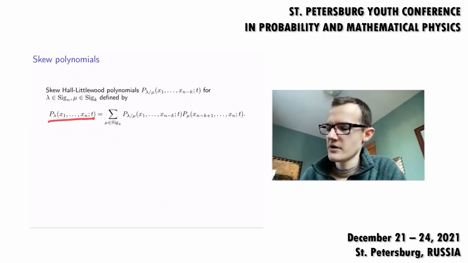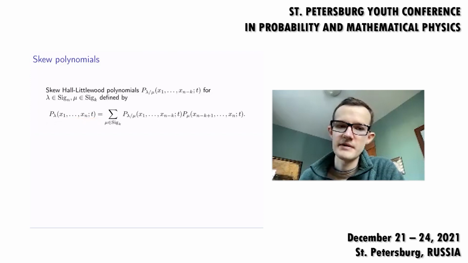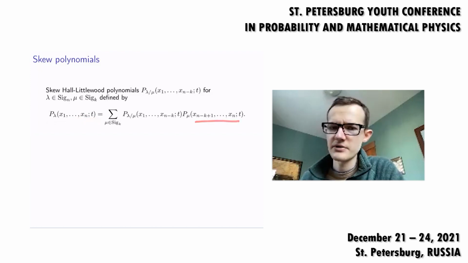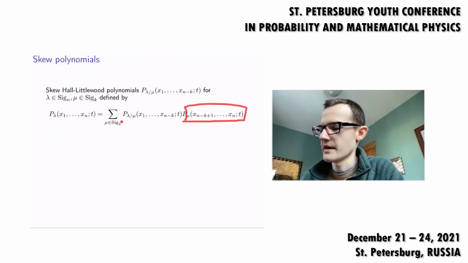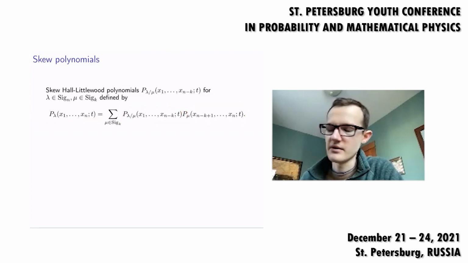Well, if I have a Hall-Littlewood polynomial, P_lambda, this is symmetric in all the variables. In particular, it's symmetric in the last k variables. Because the Hall-Littlewood polynomials form a basis, that means that it expands uniquely in terms of Hall-Littlewood polynomials in the last k variables. And then it has some coefficients, which are some symmetric polynomial in the first n minus k variables. And so we just call those coefficients the skew Hall-Littlewood polynomials.